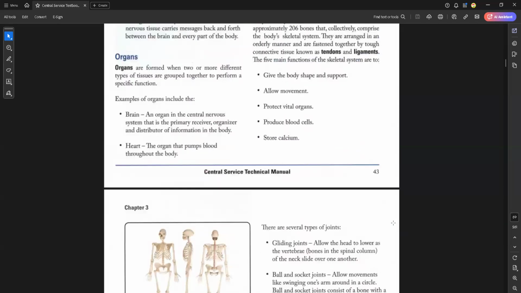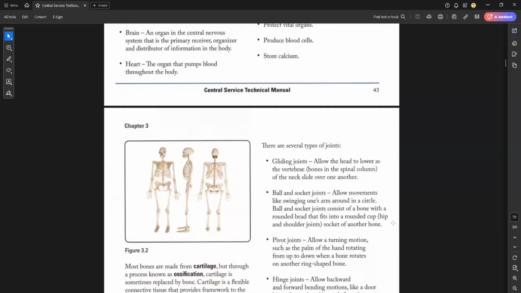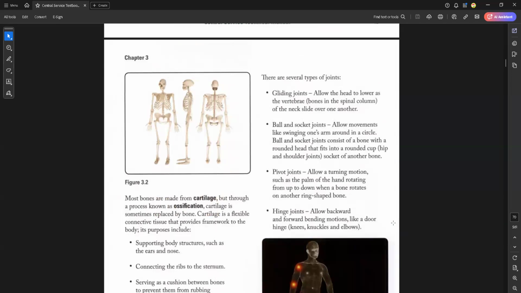Oh, you know where we have those joints. Stop there. There are several types of joints. Now we have the gliding joints. Allow the head to lower. So you see, have you ever asked yourself, how are you able to bend down without feeling pains? Your neck area, because we have gliding joints and they allow us to glide, to bend. Then we have the ball and socket.